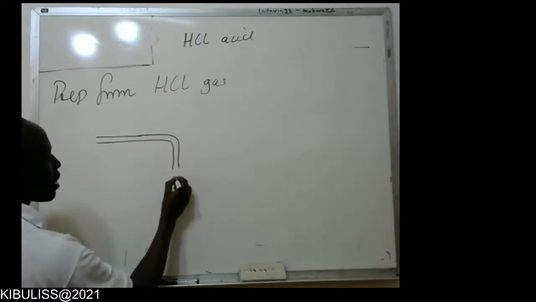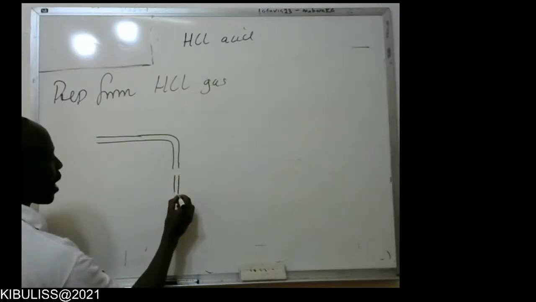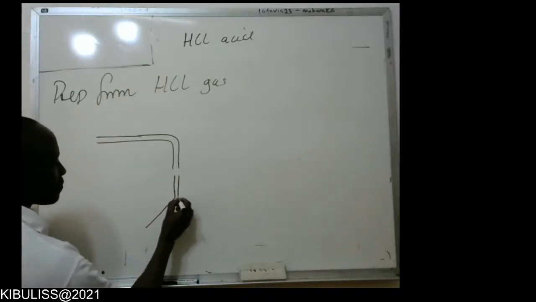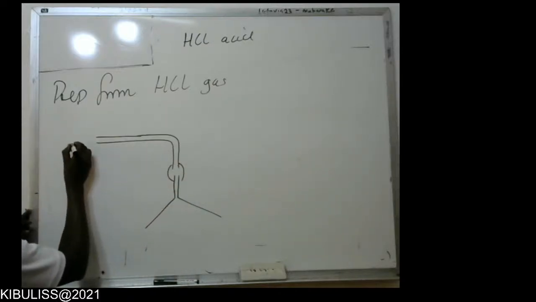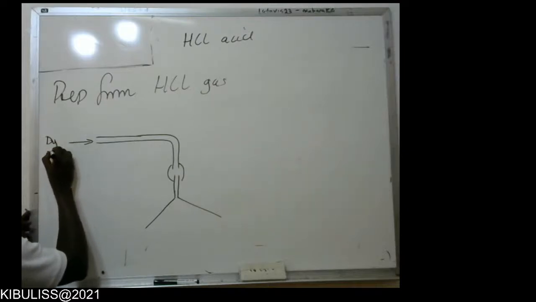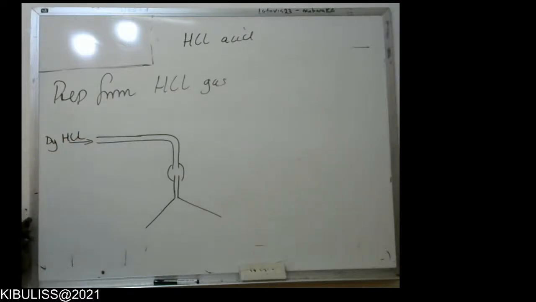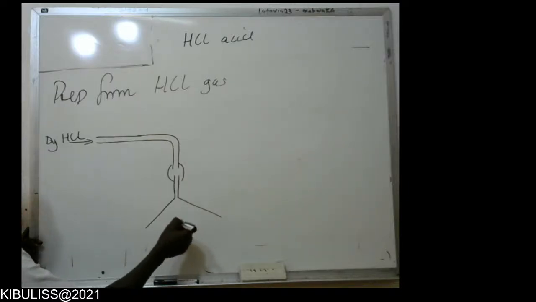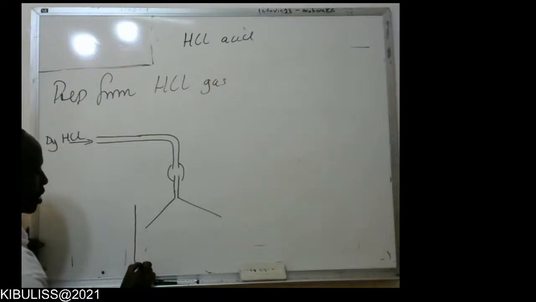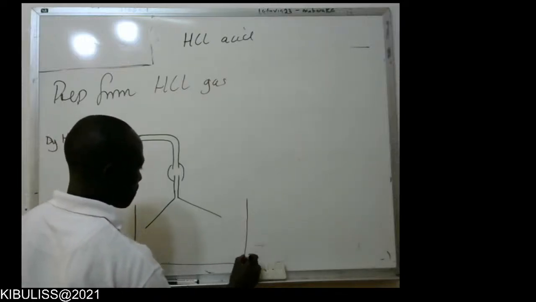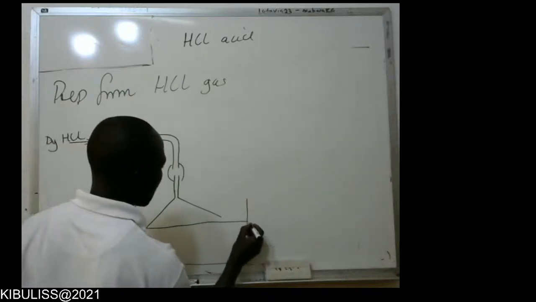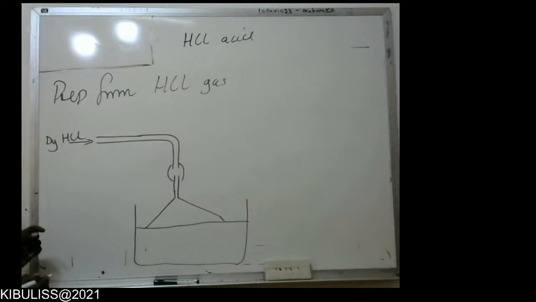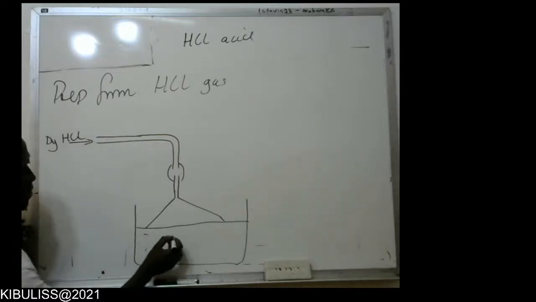To this hydrogen chloride gas coming in, I connect it to an inverted funnel. So this one is a connector. So this is dry hydrogen chloride coming in from our previous experiment. So connect to an inverted funnel. Put this funnel into a beaker that is having water, but make sure that the rim of the funnel just touches the surface of water.